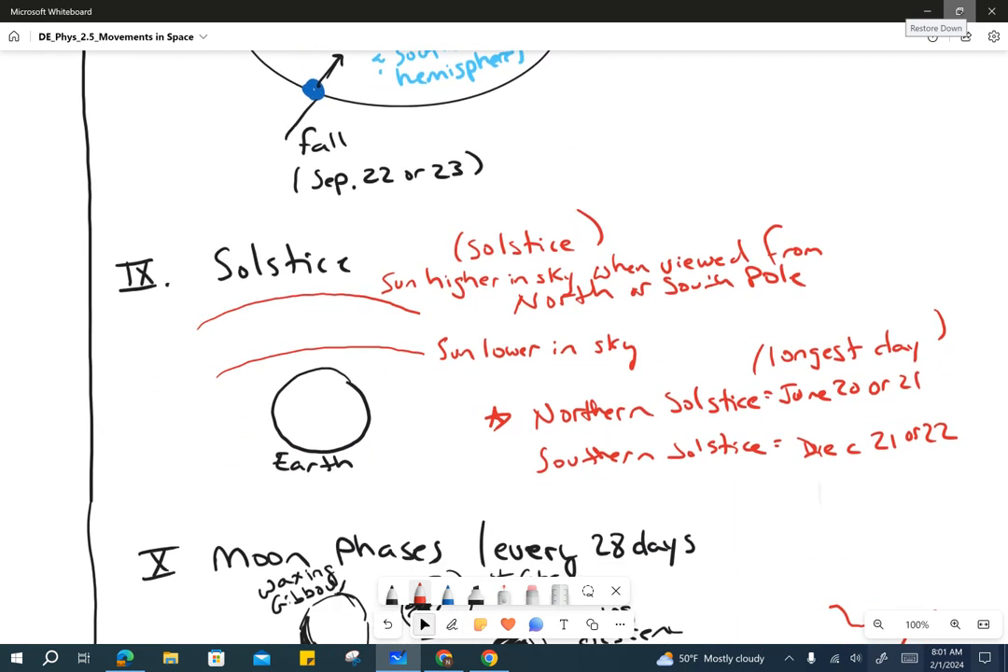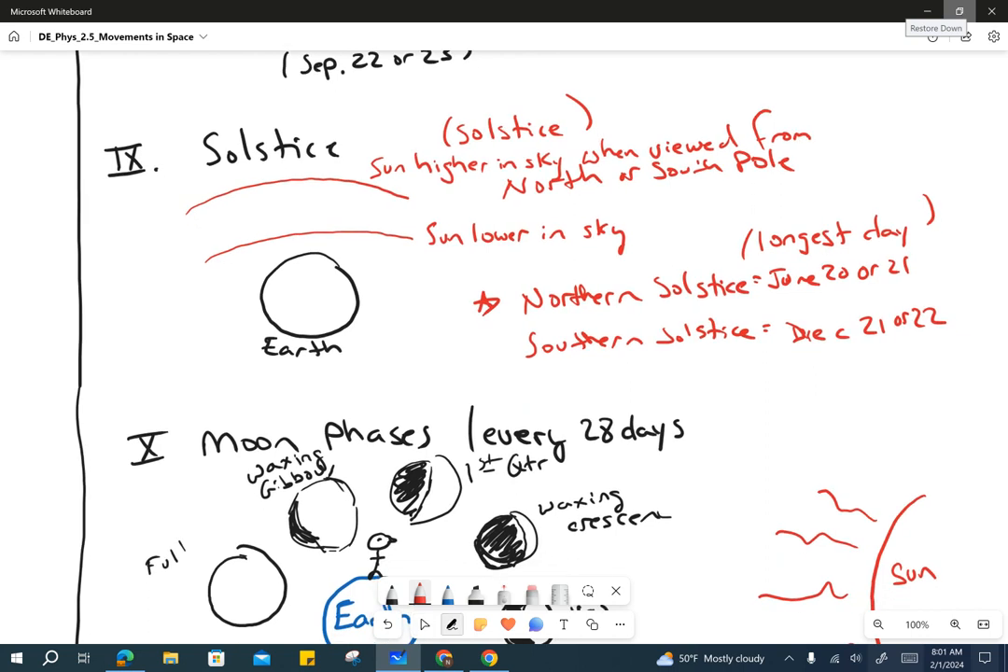Roman numeral 9, solstices. Okay, solstices refer to how high the sun is.